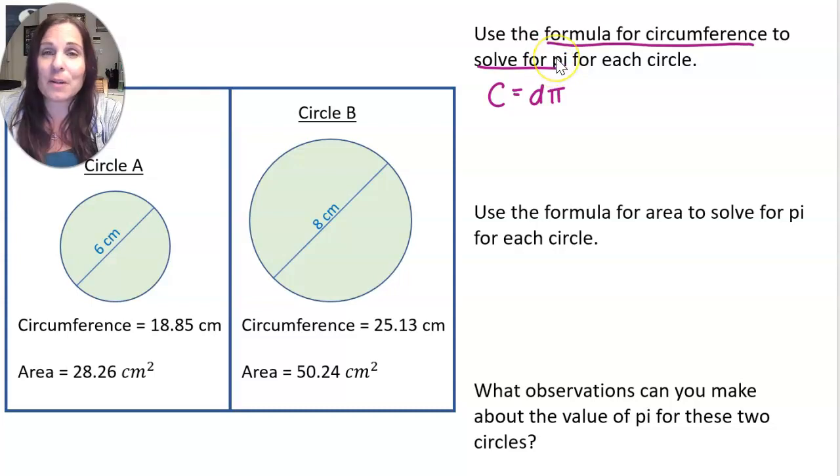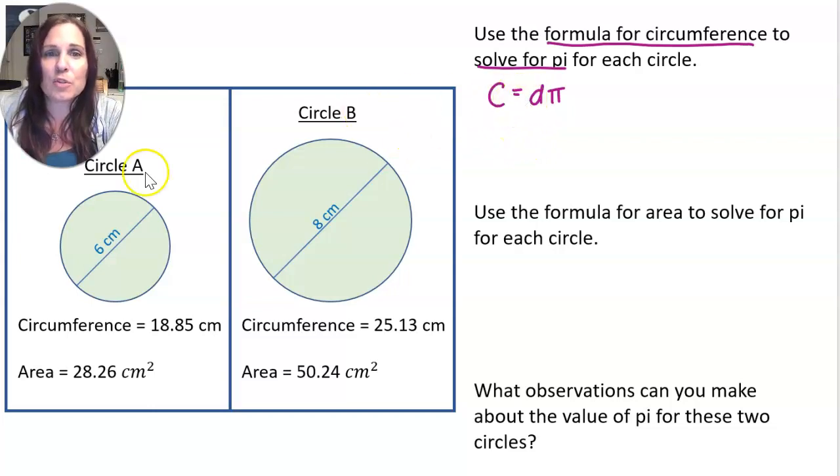Solve for pi means get that variable alone. Now, pi isn't really a variable, it's a constant, but we're going to solve for it as if it were an x. You know how we're always trying to get x alone? Same kind of thing here. We're going to try to get the pi alone. So we're going to use inverse operations, like undoing.